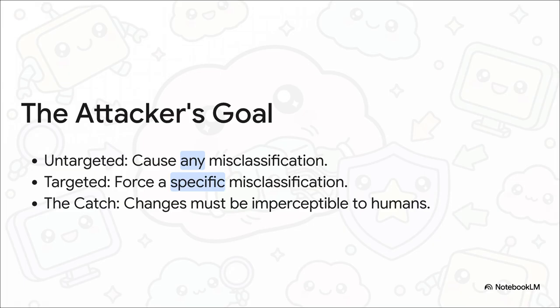Now, an attacker basically has two ways to do this. First, there's an untargeted attack, where the goal is just chaos. They just want the AI to be wrong, it doesn't matter what it sees instead. But then you have targeted attacks, which are way more sinister. That's where they want to force a specific error, like making that AI see a 7 instead of a 1. And the absolute golden rule for both? The image has to look completely normal to us.